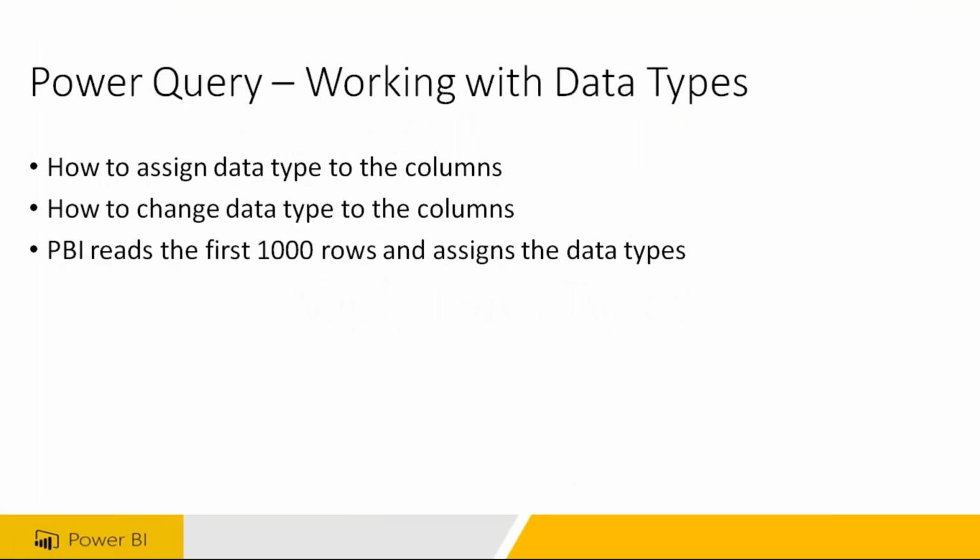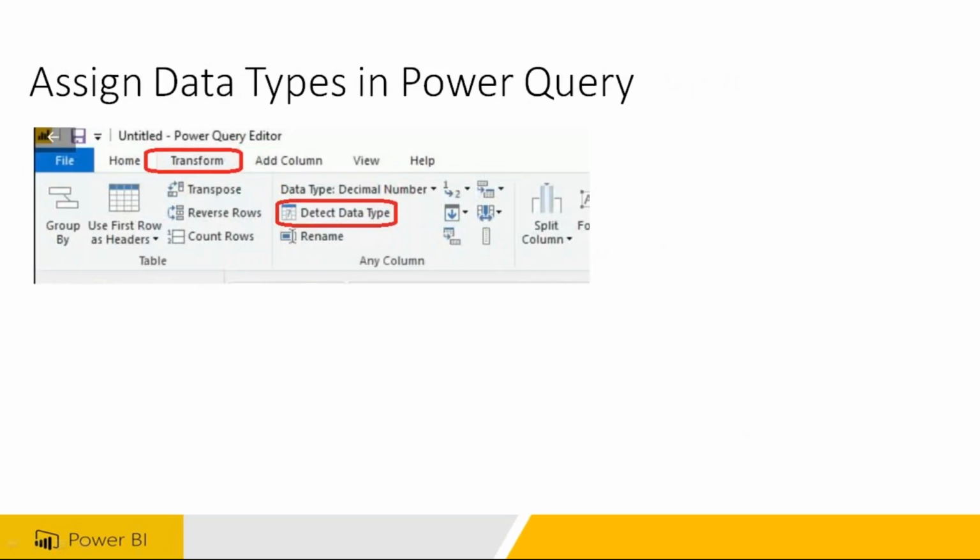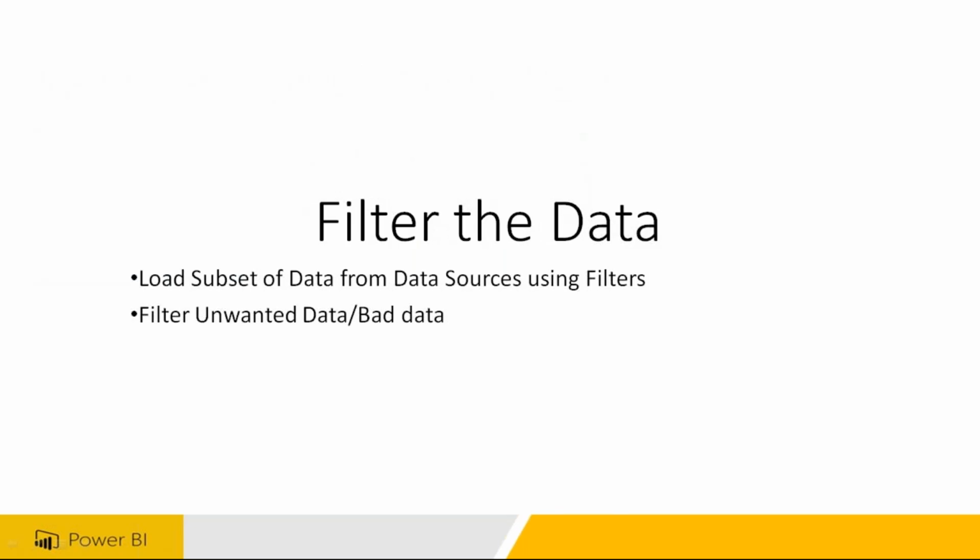Now, we discussed how to assign the data type to the columns and how to change the data type of a column. Power BI reads only the first 1,000 rows and assigns the data type. If it is not assigning proper data types, then you have to do it manually on your own. Clear? This is the easiest option when you have thousands of columns, which it is going to automatically detect in the Power Query window. Clear, guys? Now, the next option I wanted to tell you.